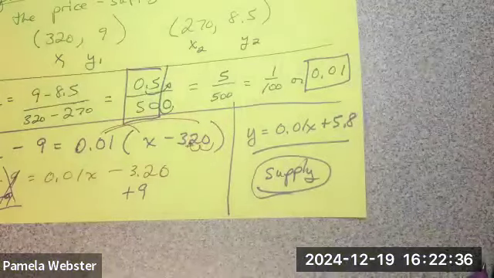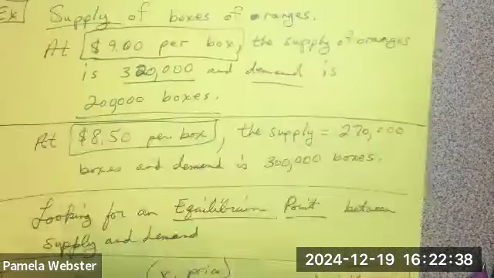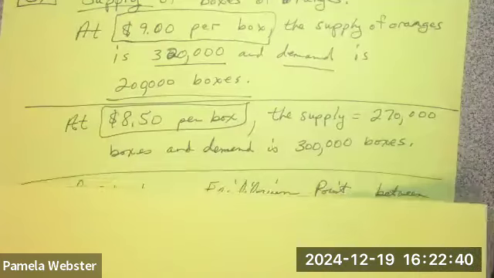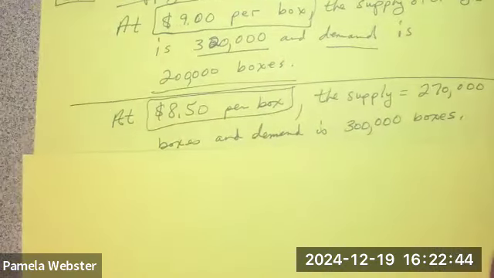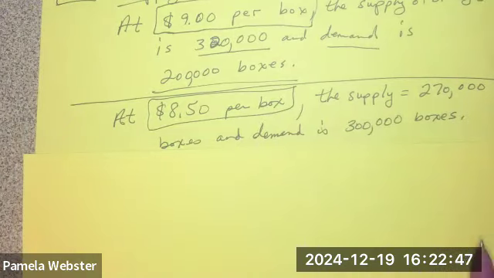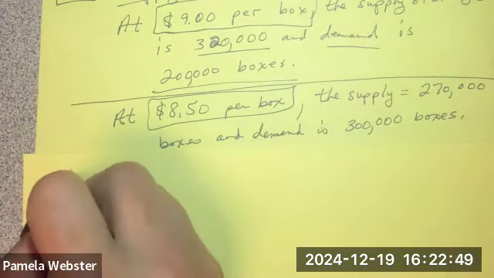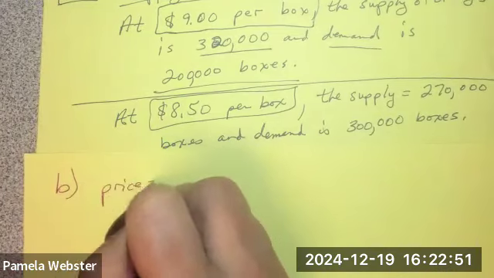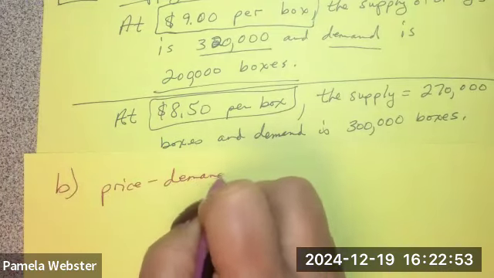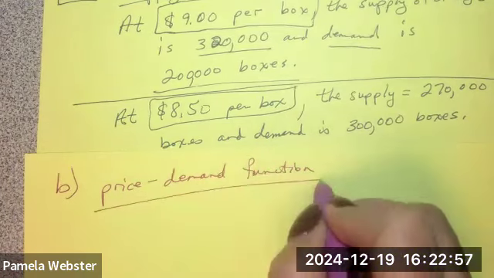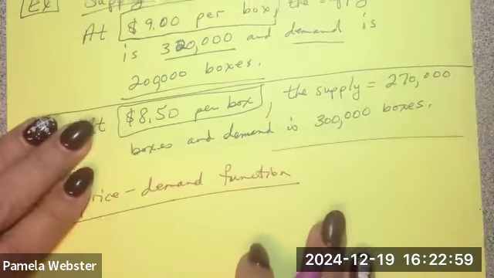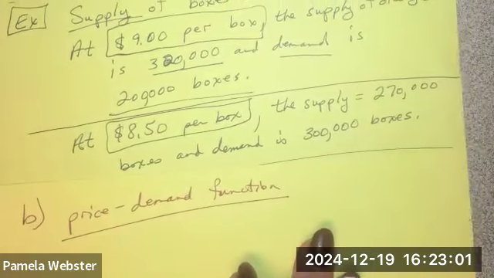All right. So that was my supply function, but using the same information here, we have these 2 pieces of information. We also know stuff about the demand function. So part B says, write a price demand function. And to do that, we need to use this other information, right?